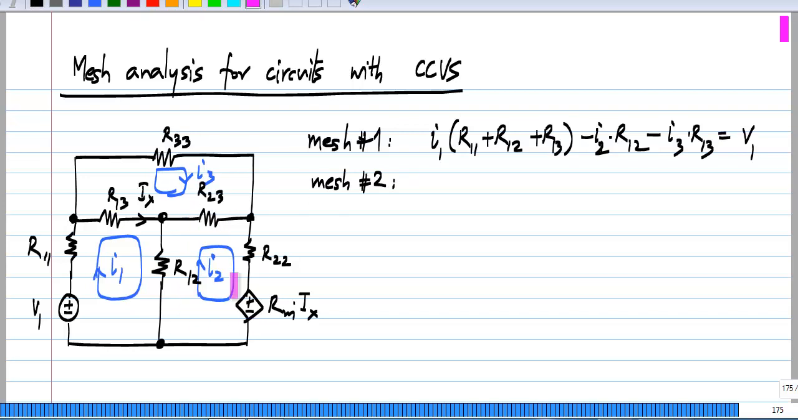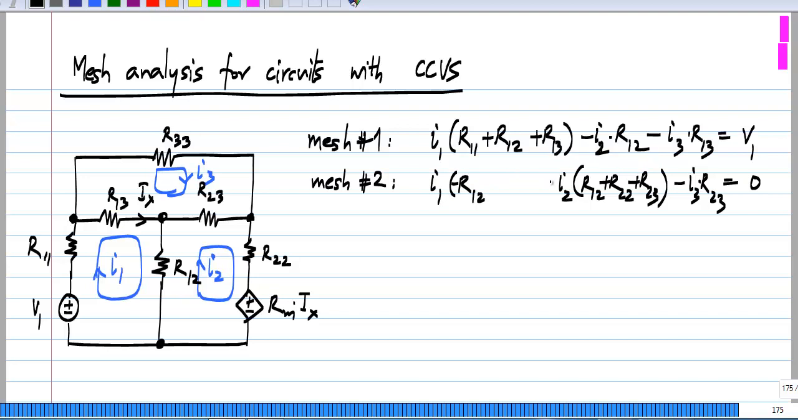the independent voltage source in the second mesh is 0. So, on the right hand side, we'll just have 0. On the left hand side, if I ignore the controlled source, I will have I2 times (R12 plus R22 plus R23) minus I3 times R23. These are the contributions from the resistors, and I'll also have I1 times minus R12. So, these are the contributions from the resistors in the second mesh.